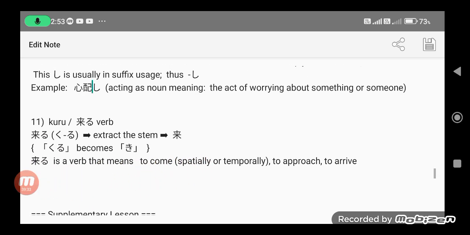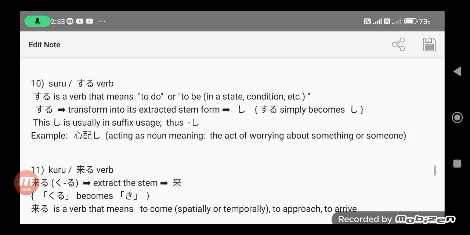So please be careful with this suru and kuru. They end in ru, but they are not ichidan. They're not ru-verbs, and the extraction of stem rule is not similar to the one discussed above. So it's not suri. The suru verb becomes shi, and the kuru verbs becomes simply ki.